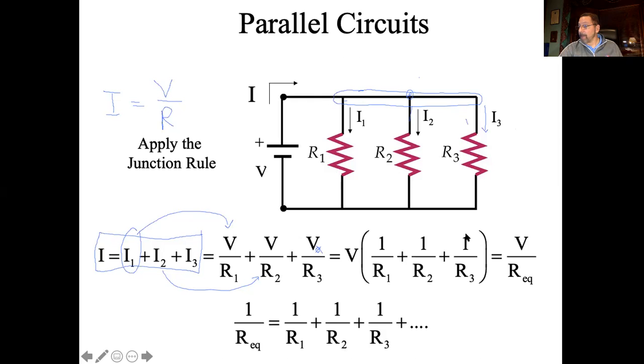And this right here must be the equivalent resistance, right? V divided by the equivalent resistance. So apparently, 1 over the equivalent resistance is equal to 1 over R1 plus 1 over R2 plus 1 over R3 for parallel resistors. Now, if you remember for capacitors, the equivalent capacitance in parallel was just the sum of the capacitances, wasn't it? So again, the rule for resistors and the rule for capacitors are kind of backwards with respect to each other. And so to me, that suggests a problem-solving strategy.